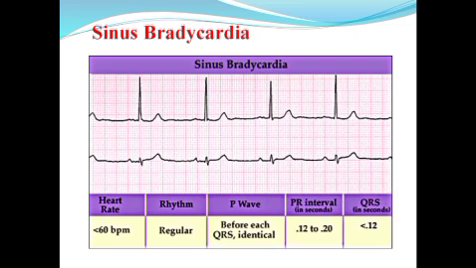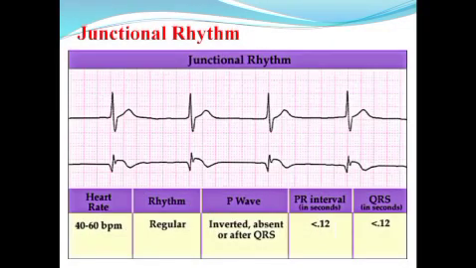As you see here in this example, if we use the 300 method to count the heart rate, it is counted to be less than 100, I mean less than 60. So there is a bradycardia and the rhythm is regular. As we said before, each QRS complex has an identical P wave, and the duration of the PR is normal if it's less than 200 milliseconds, and the QRS duration less than 0.12 second is normal. This is sinus bradycardia.